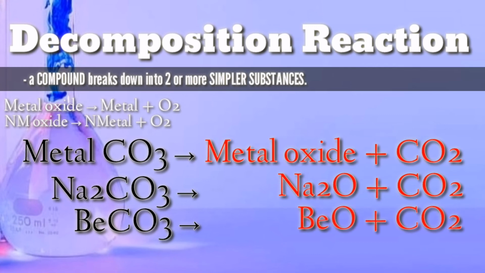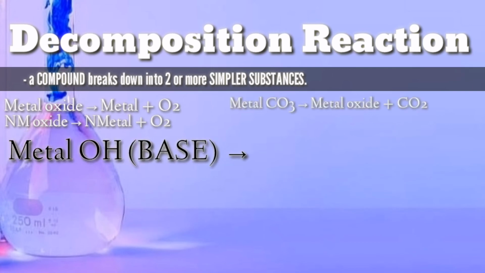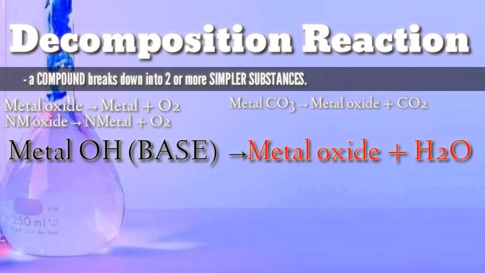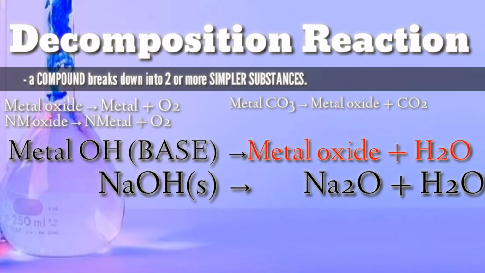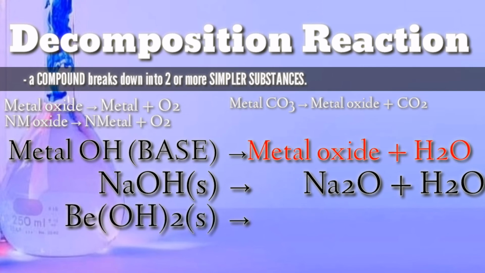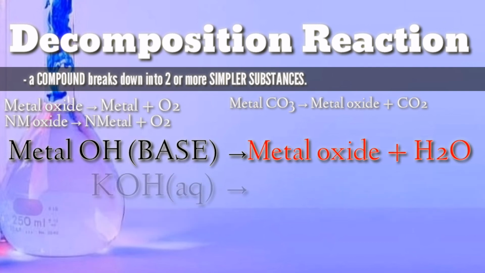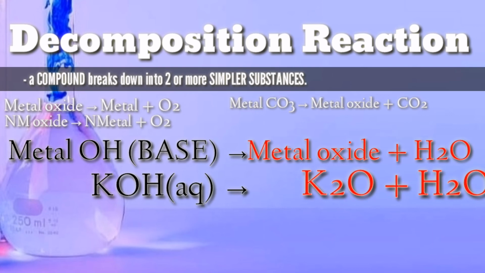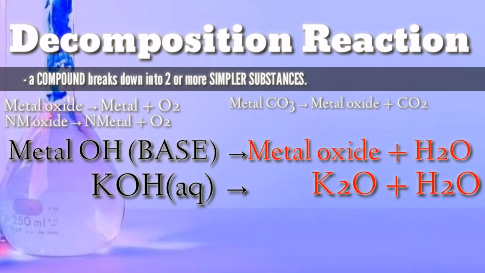Very good. Next, metal hydroxides decompose on heating to yield metal oxides and water. Sodium hydroxide decomposes to produce sodium oxide and water. Another example, we have beryllium hydroxide. When decomposing, it will produce a metal oxide, which is beryllium oxide, and water as always. Now, try this. What are the products of potassium hydroxide after being decomposed? The products are potassium oxide as the metal oxide and of course, water.